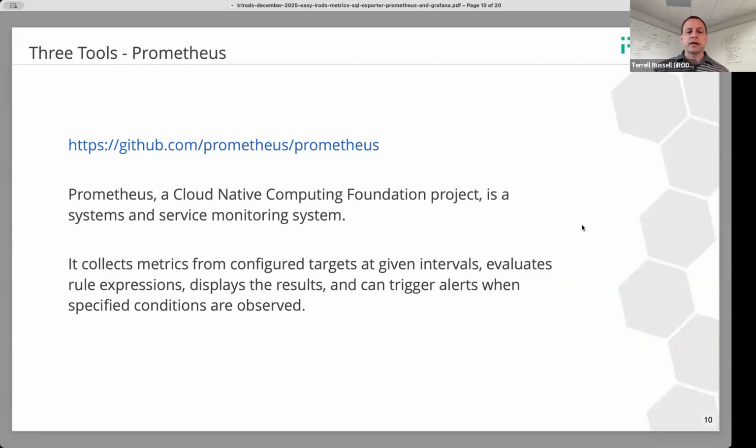Prometheus, the second tool in the chain, is an open source monitoring system, and it basically scrapes systems that are providing metrics, in this case being provided by SQL Exporter, and it collects those metrics from that target at a given interval and then basically saves them. We are not doing some of the other stuff, like displaying the results or triggering alerts. We're not doing any of that with this particular demo, but that stuff is available.